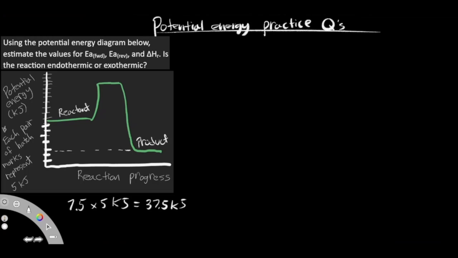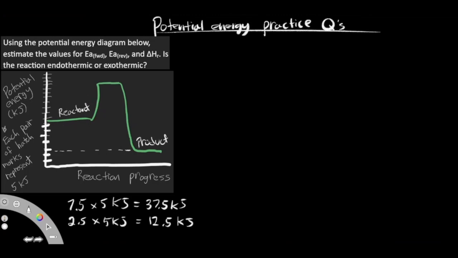I'm just going to give it a rough 2.5. Again, we're just going to times 5 kilojoules, and then that should give you 12.5. So you get 12.5 kilojoules. So this here is going to be at about 12.5. This one here is going to be about a 37.5.